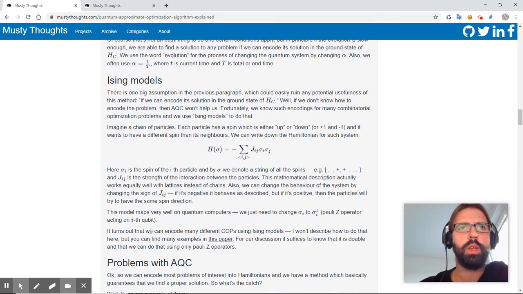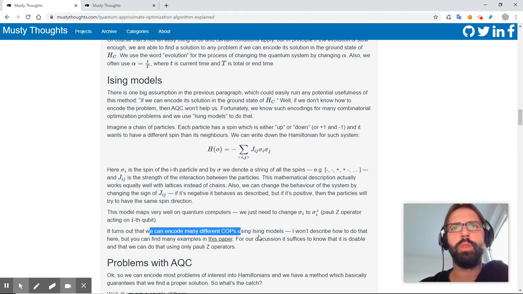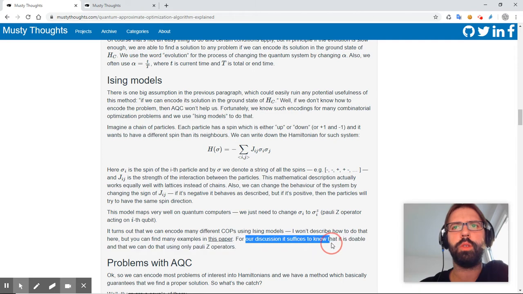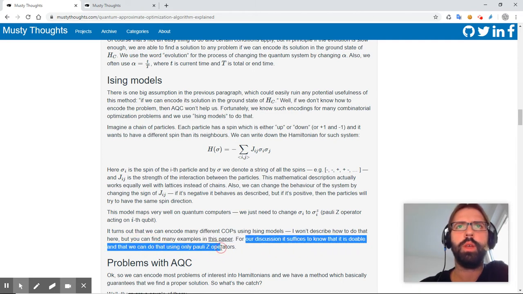It turns out that we can encode many different COPs, combinatorial optimization problems, using Ising models. I won't describe how to do that, but you can find many examples in this paper. For our purposes, it suffices to know that it's doable.